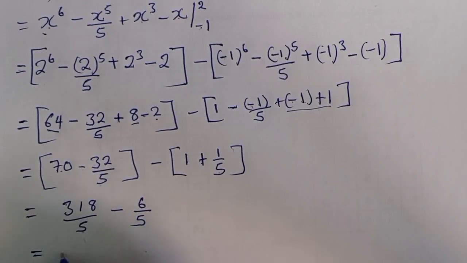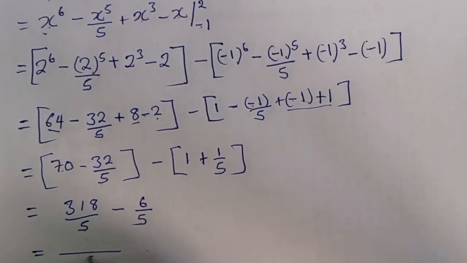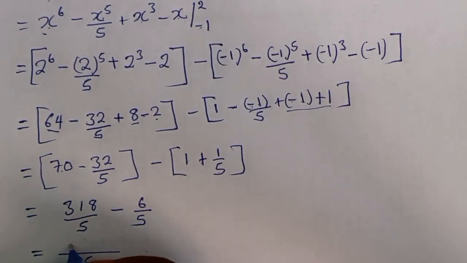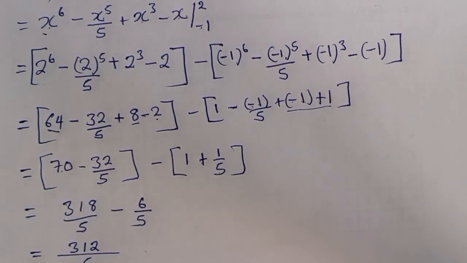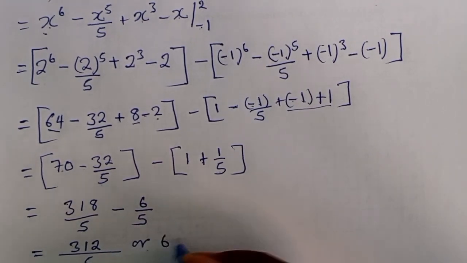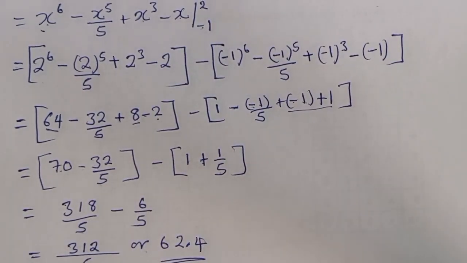The denominators are the same, so I'll go direct and subtract 318 minus 6. We're going to have 312 over 5. So that is the answer, or 62.4.